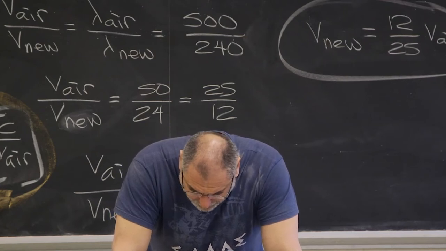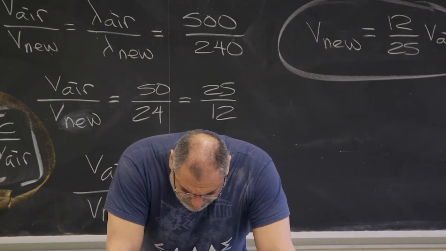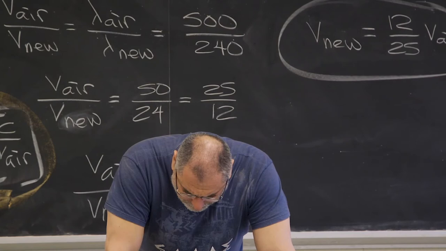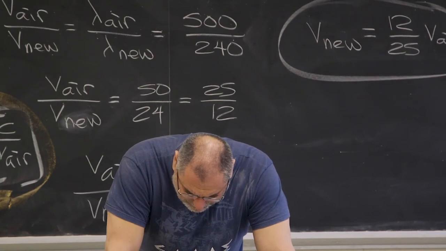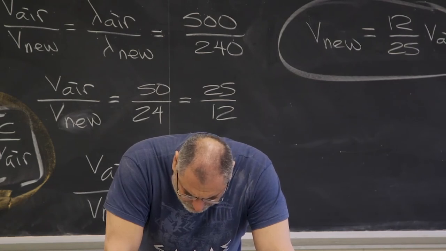55. Here we go. We're talking about lenses and images. Problem number 55. An object is in front of a diverging lens with focal length negative 15.0 centimeters. The image seen has a magnification of 0.400. A, how far is the object from the lens?